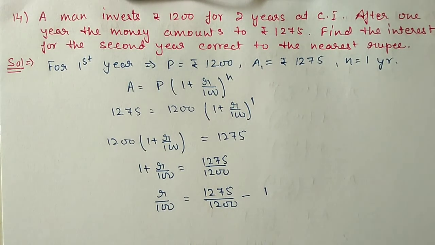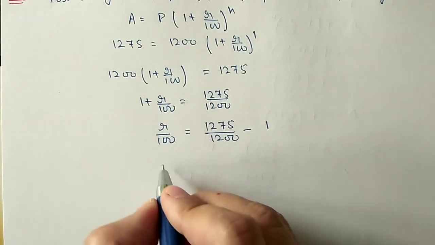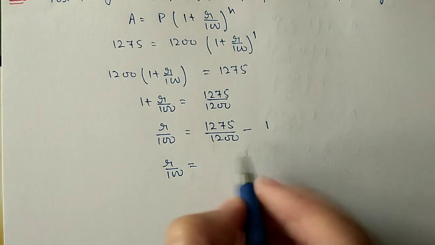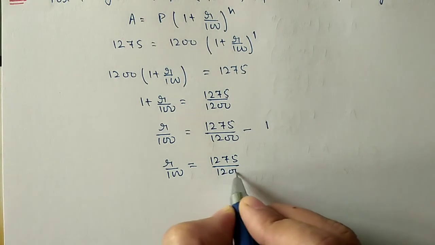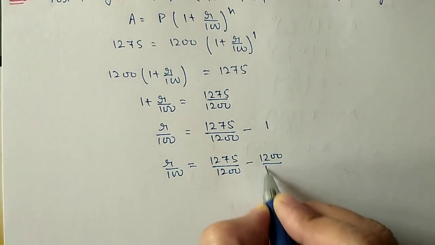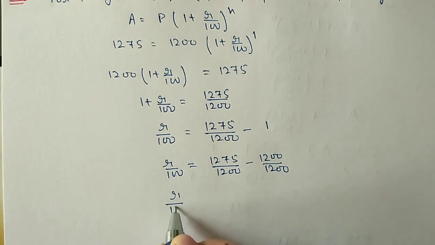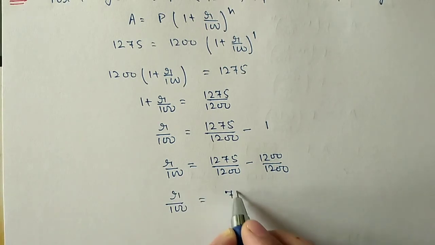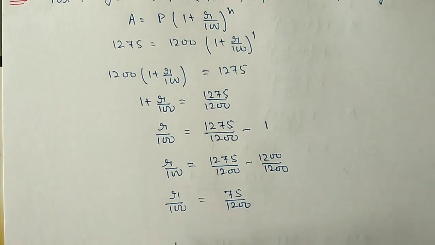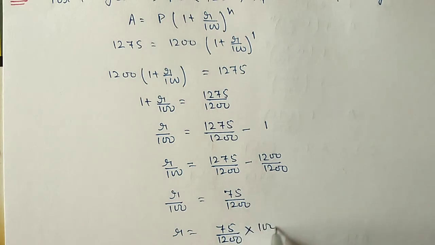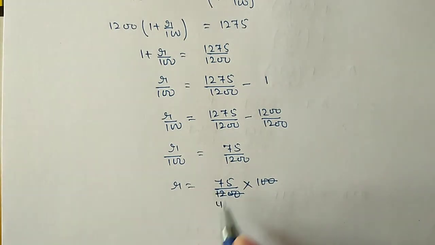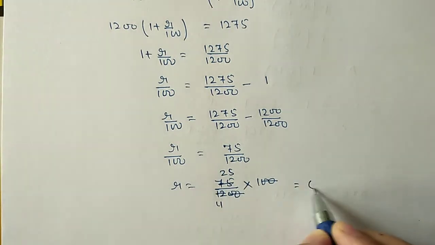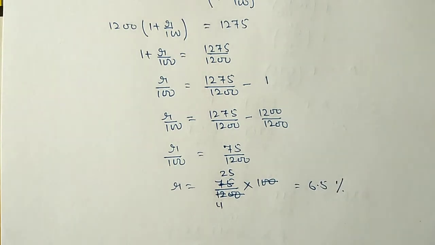Now we can take the LCM, or make the denominator the same, because here 1200 is there. So this 1 we can write as 1200 by 1200. After subtraction we will get R by 100 is equal to 75 by 1200. The 100 also shifts to the other side: 75 by 1200 into 100. So 2 zeros you can cancel out. Cancel with the 3 table, 3 4 3 2 5 times, and after calculation the rate of interest will be 6.5%.